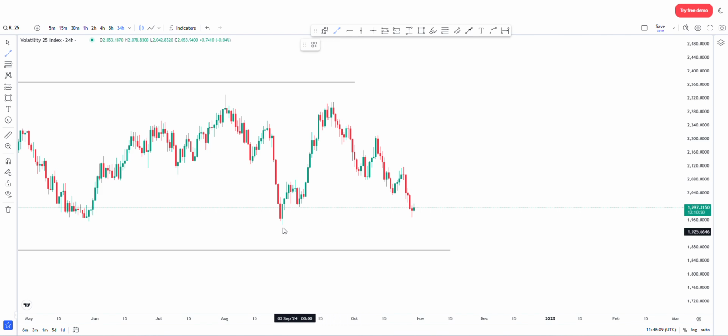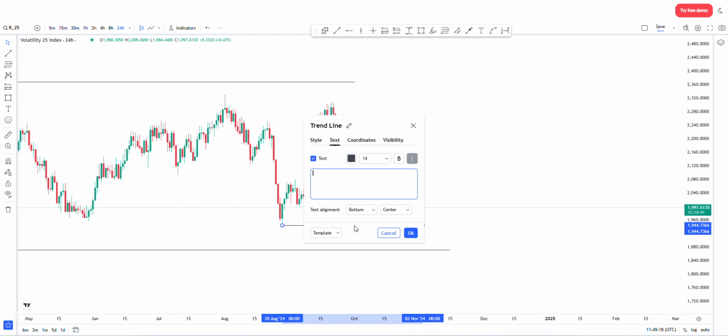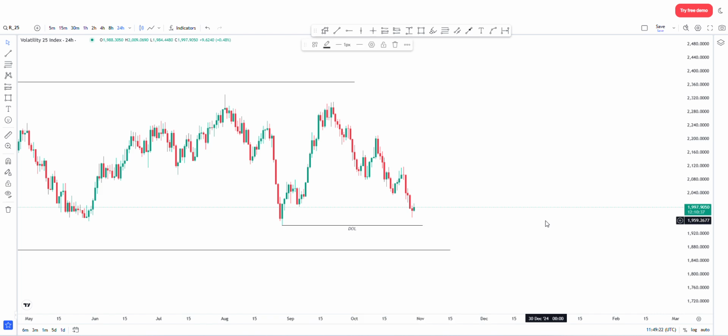And we have this low here as a draw on liquidity. Draw on liquidity means that price is more likely to be attracted to this low than the highs. All right. So we label that as our DOL, draw on liquidity. Now, since we are tilting towards the downside, we are going to frame a trade towards the downside, and this is what we're going to do.